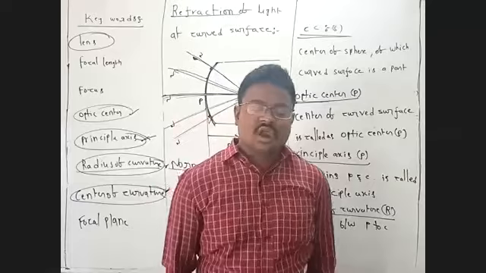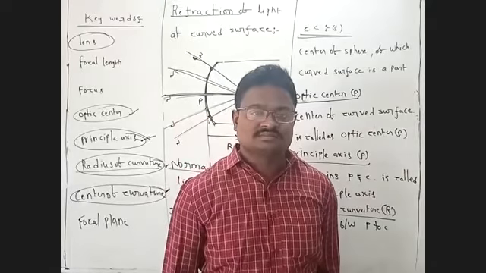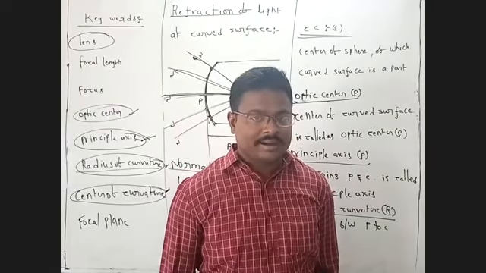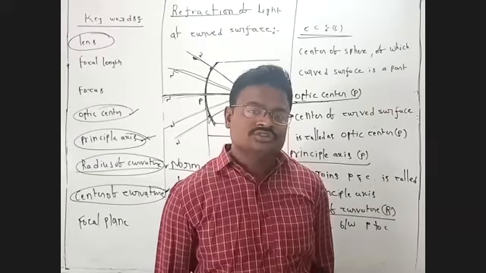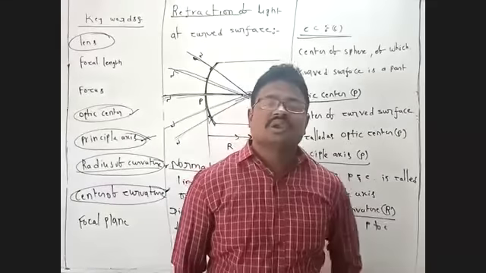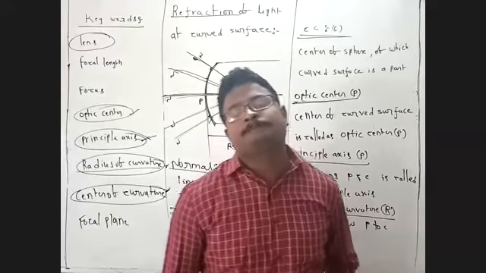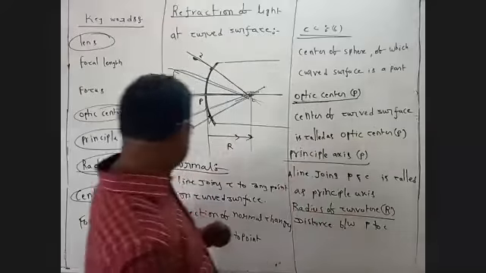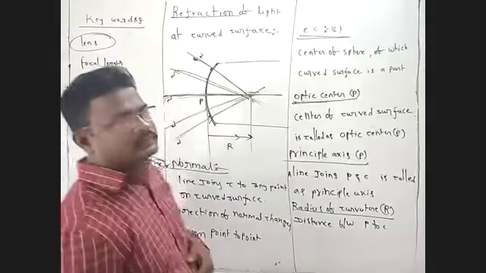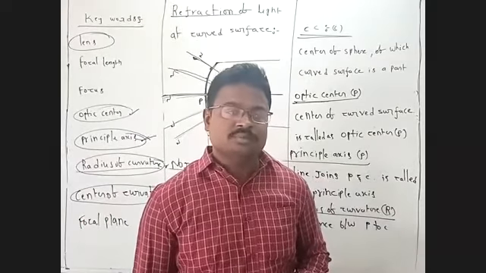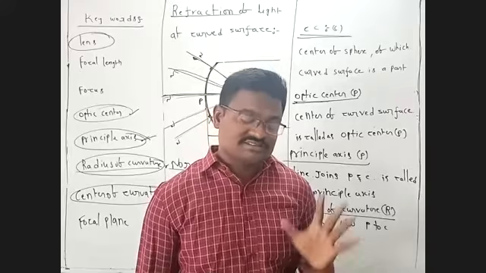Principal axis: the line joining the optic center and the center of curvature is called the principal axis. Radius of curvature: the distance from the pole to the center of curvature is called the radius of curvature. Next, normal: the line joining the center of curvature to any point on the curved surface is called the normal.